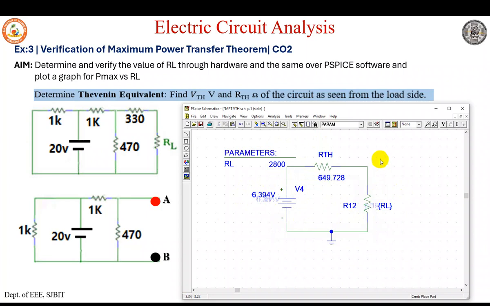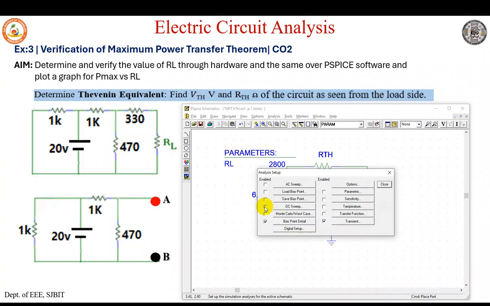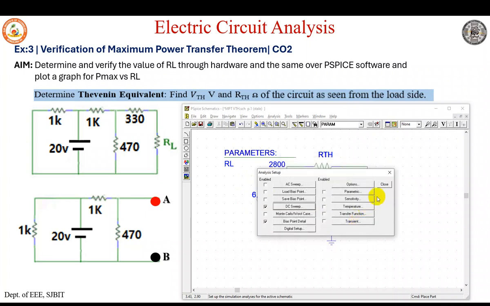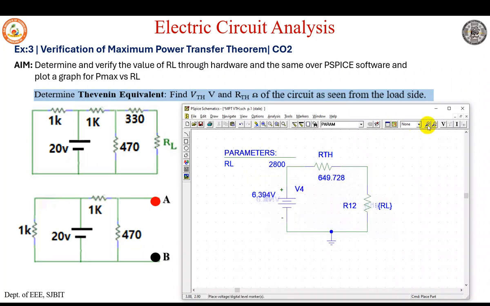Done with these settings. Now go to setup analysis, go to DC sweep, not transient, to find the graph. Click on DC sweep. Now it's a global parameter as it's outside the circuit. Name given is RL. Start value, you cannot start from 0. You can give any numerical value greater than 0. End value 2800 is what we have given. Let us say an increment of 20 ohms each. Now let us find the voltage across RL and current through RL. Let us simulate.